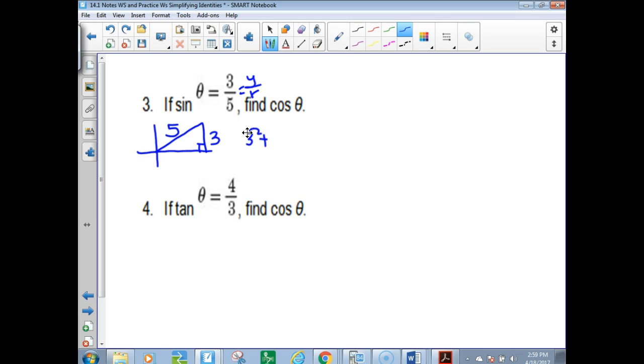3 squared plus x squared equals 5 squared. That's going to be 25 minus 9 is 16. You're going to get plus or minus 4. So the cosine should be adjacent over hypotenuse, it should be 4/5. We are in quadrant 1, so it would be positive.